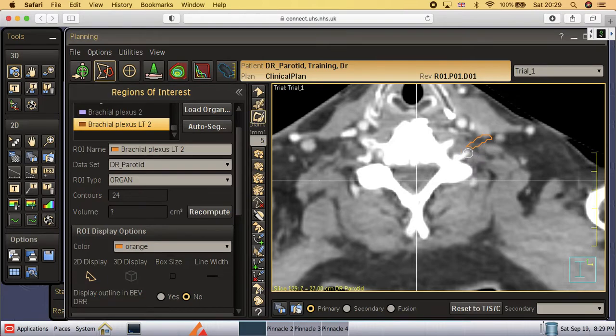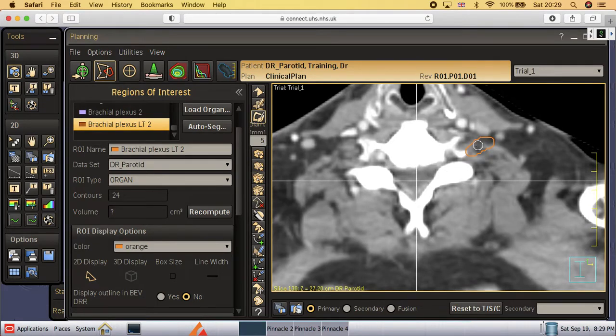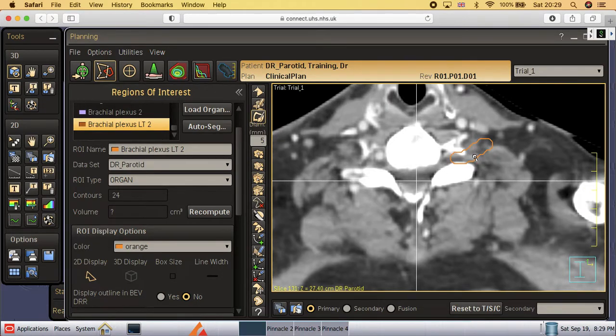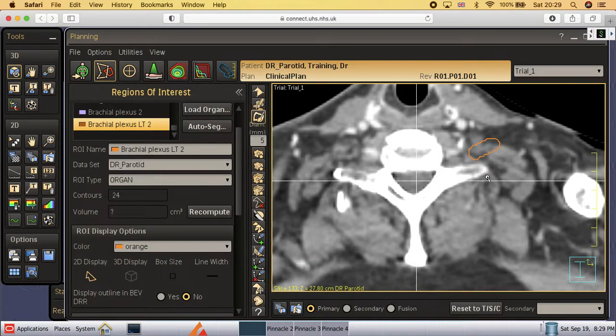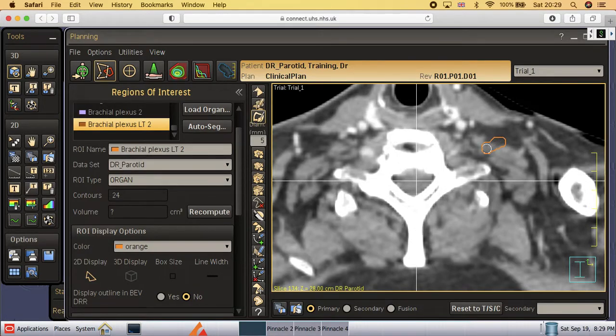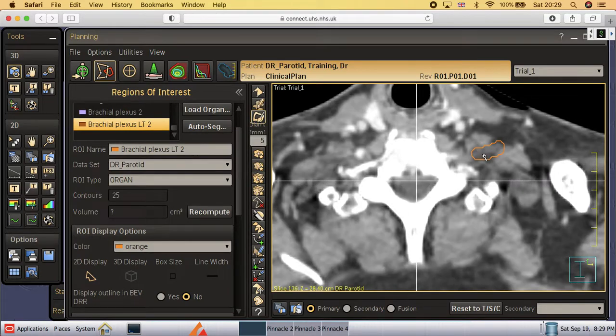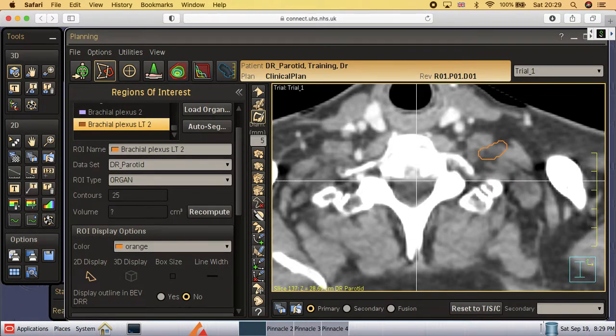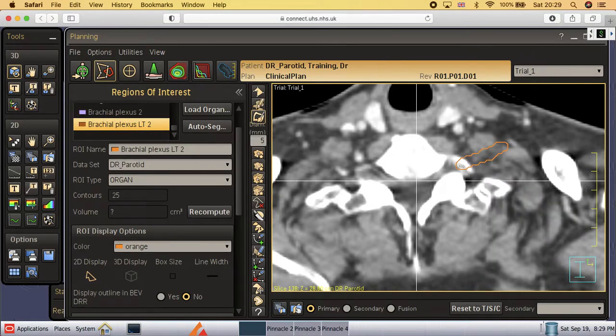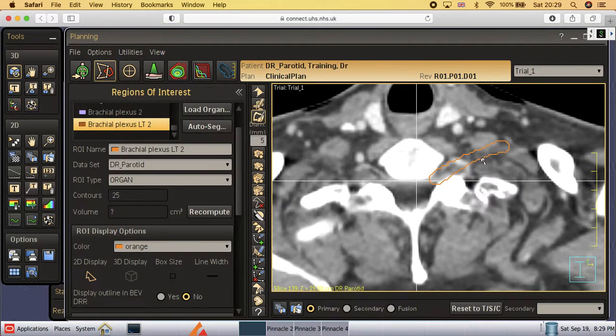Yeah. Let's stick to what we said, anterior to the middle scalene. Just to stick to the same concept, yeah. So I'm going down. Really sorry, something wrong with the planning system. So now we have an opening, so we need to extend it.